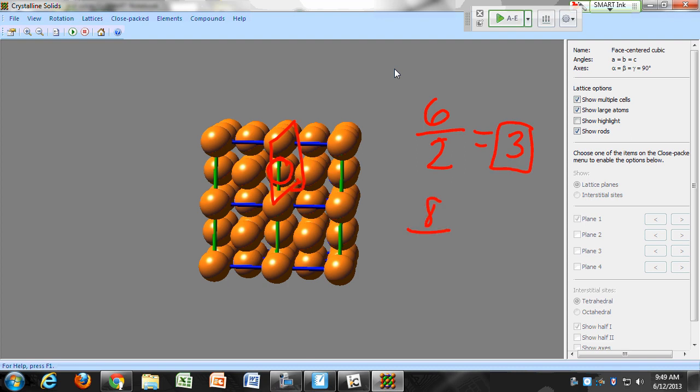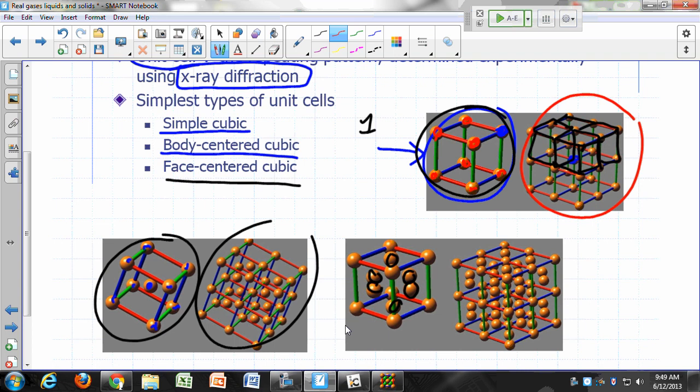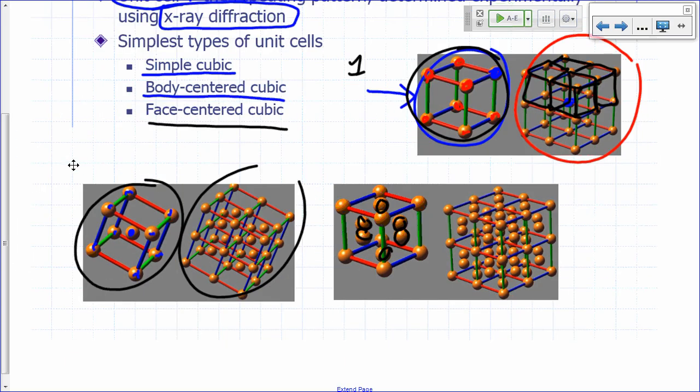Plus 1/8 of the 8 atoms in the corners, that gives you effectively how many atoms belonging to a face-centered cubic cell? Total of 4. So this is face-centered cubic. The face-centered has one on each face, in the center of each face, but not one in the middle of the cube itself. So that's what you call a face-centered cubic crystalline structure.